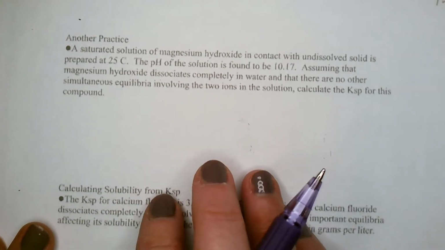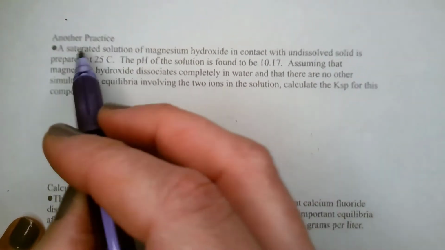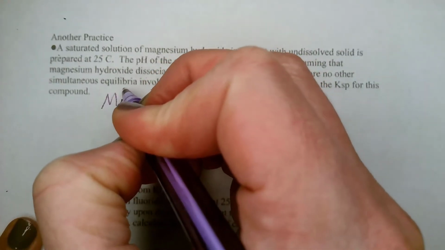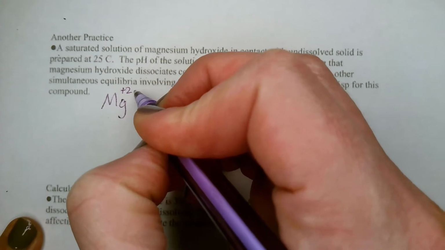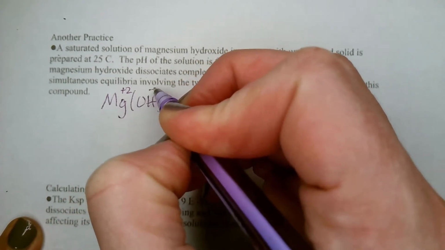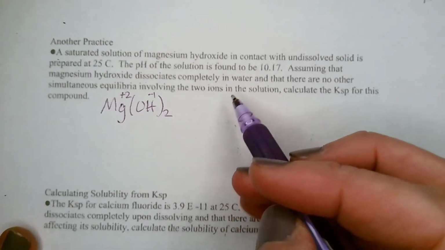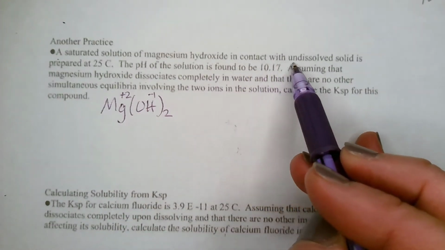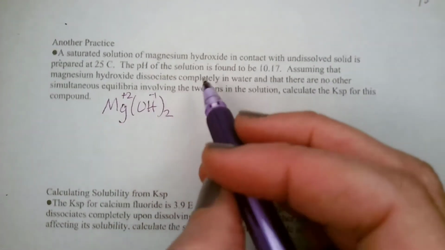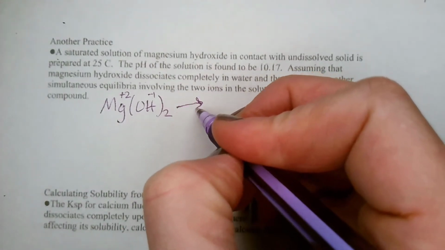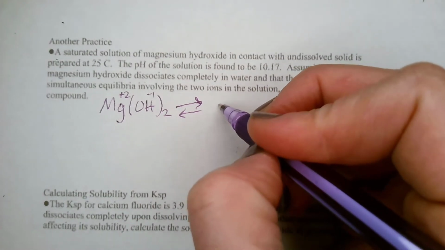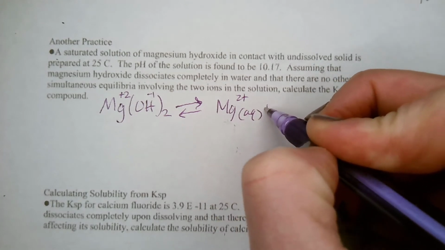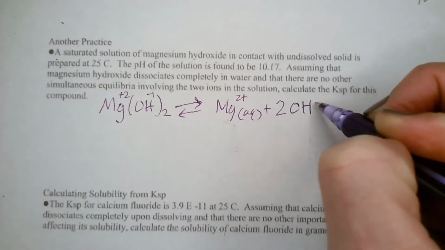Let's look at the next example on the back of the page. We have a saturated solution of magnesium hydroxide. Let's write down magnesium hydroxide. Mg is 2 plus, and hydroxide is minus 1, so Mg(OH)2. It's a saturated solution in contact with undissolved solid. All right, so let's see this dynamic equilibrium that we're creating. We have Mg2+ in aqueous solution, and then we have 2 hydroxides.